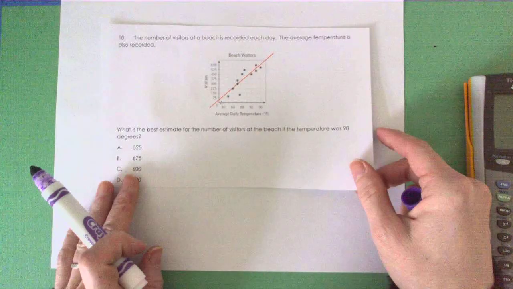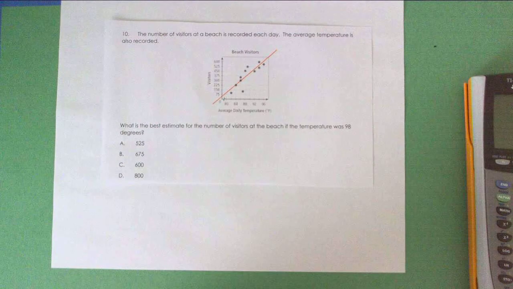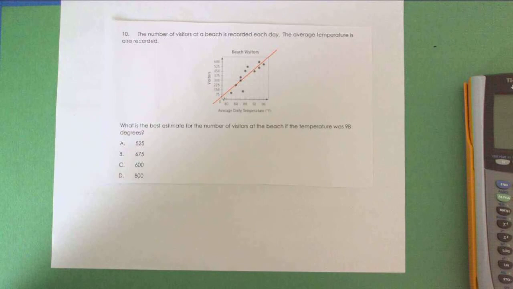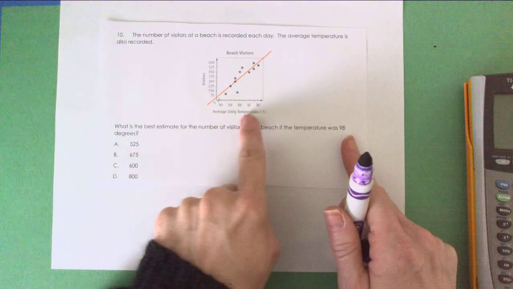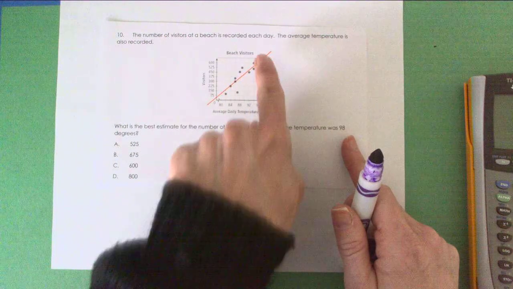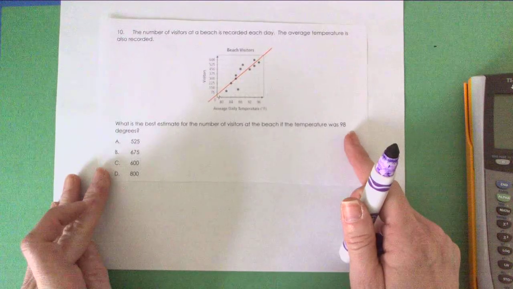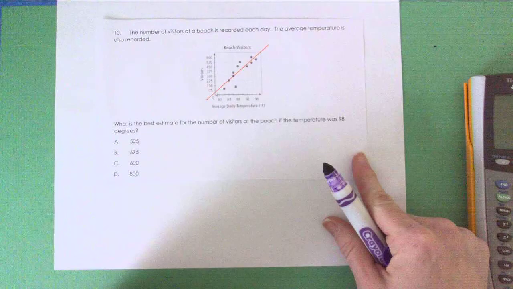Okay, number 10, best fit line. It says the number of visitors at a beach is recorded each day. The average temperature is also recorded. You can see as the temperature goes up, so do the visitors. So the hotter it is at the beach, the more people are at the beach. And that makes sense. If you go to the beach on a hot day, it's usually more crowded than when it's chilly. So that kind of makes sense that the correlation is positive.